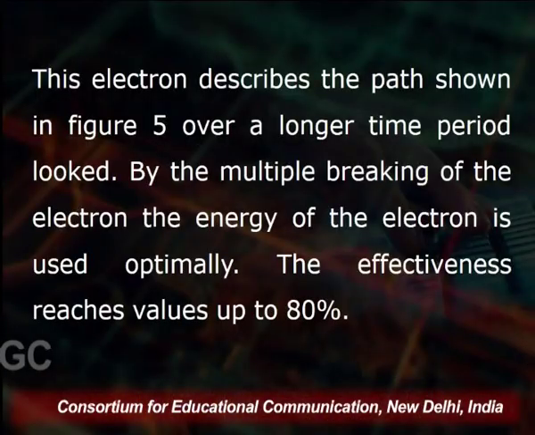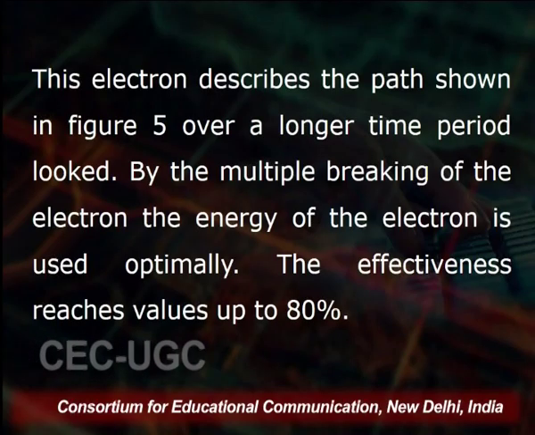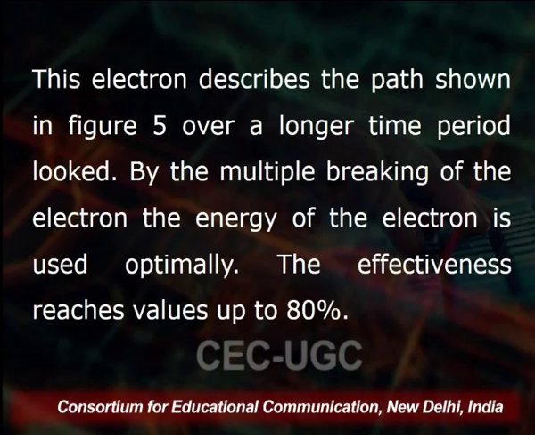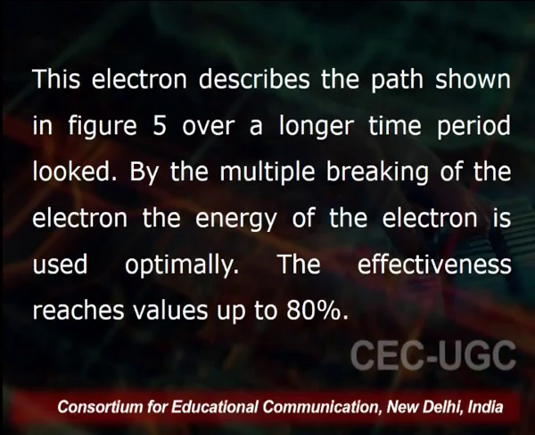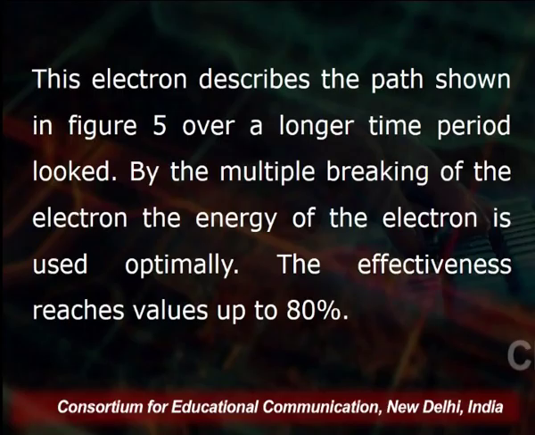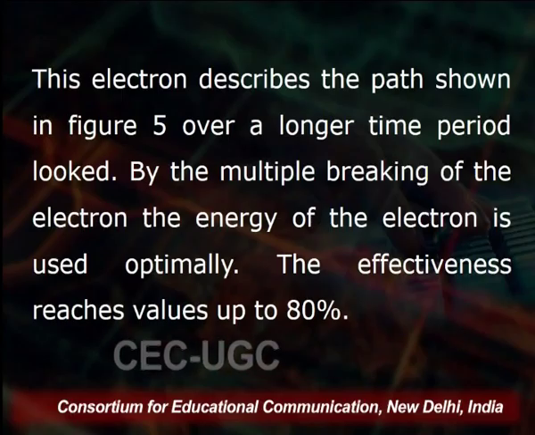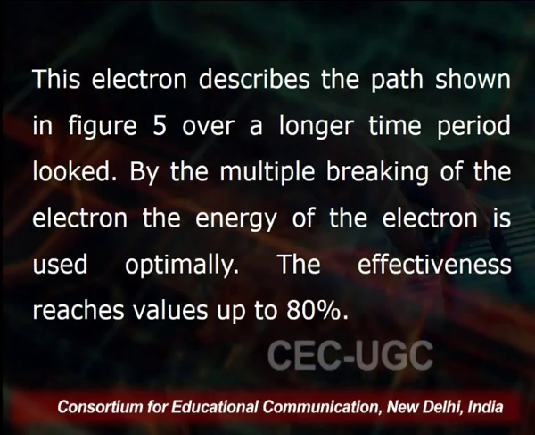Thus the electron has helped sustain the oscillations because it has taken energy from the DC field and given it to the AC field. This electron describes a path over a long time period. By the multiple braking of the electron, the energy of the electron is used optimally. So efficiency reaches up to 80%.